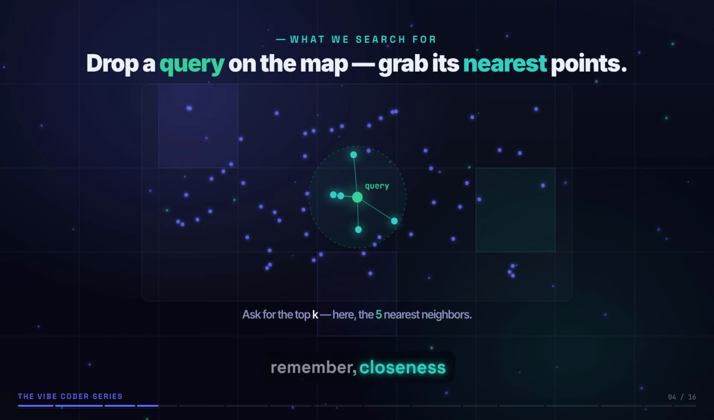And remember, closeness here is that similarity score from last time. A small angle between two vectors means a high score, which means a near neighbor. So the fuzzy human question, what is most similar to this, becomes a precise geometric one. What is nearest on the map? Same idea you already understand, just with a name that shows up in every database's documentation.